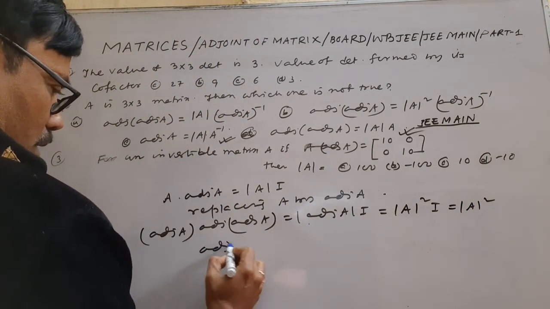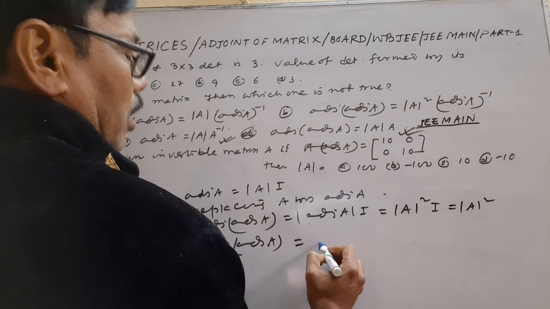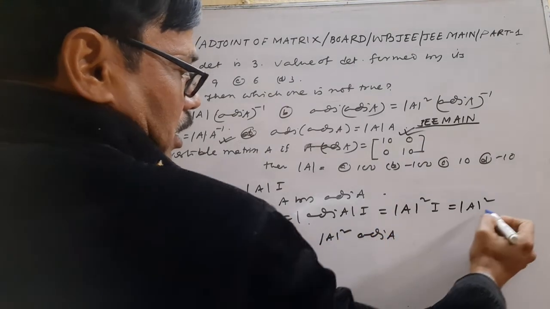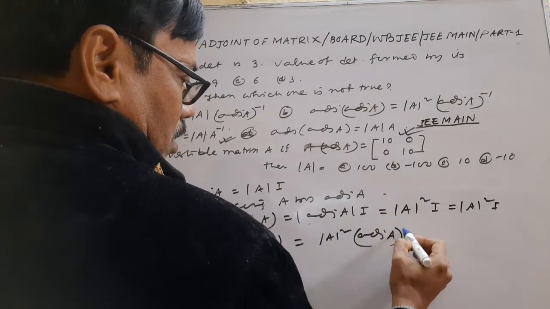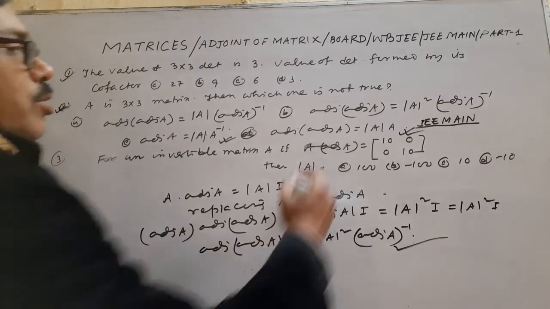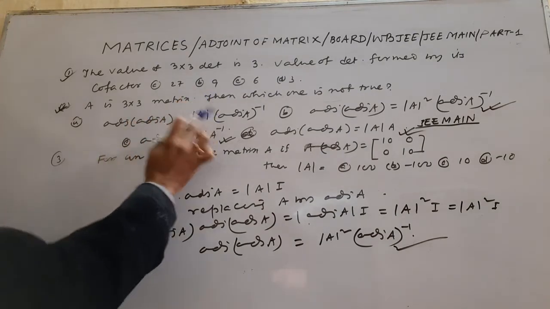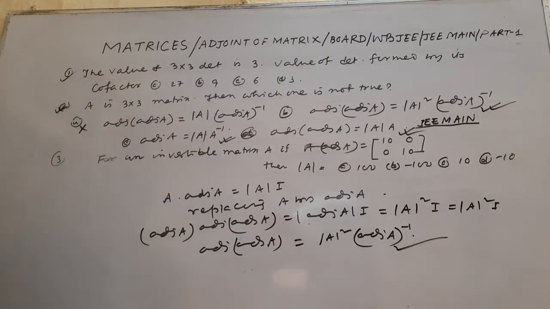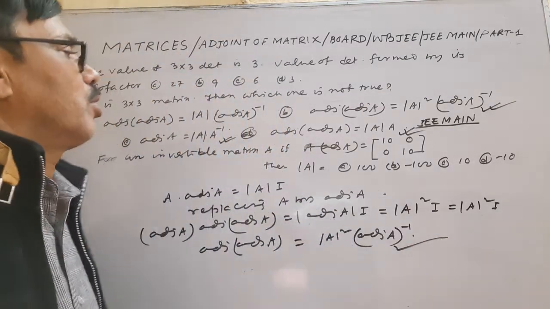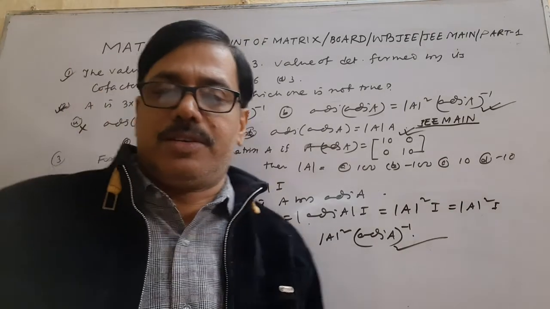So, what is adjoint of A? So, this one, determinant A square into adjoint of A whole to the power minus 1 into I. So you are getting this one. So option B also correct. So this is A. So this is not correct. So this is problem purely based on theory. So theory of adjoint matrix.